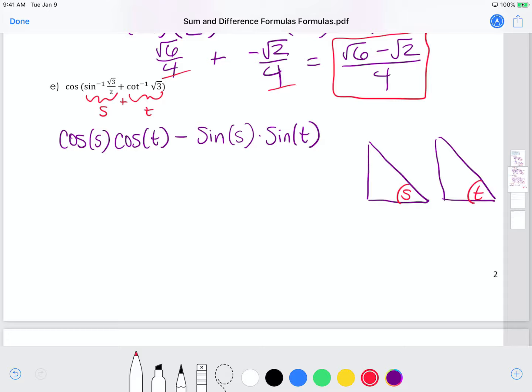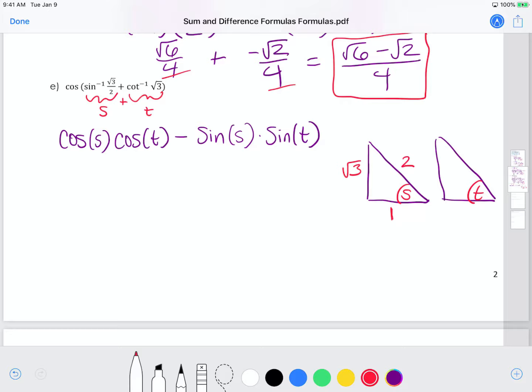For angle S, we have inverse sine of the square root of 3 over 2. Now, sine is opposite over hypotenuse. So the opposite side of S would be the square root of 3, which would be that side there, and then the hypotenuse would be 2. If I solve for my last side, I would have a 1 here using the Pythagorean theorem.